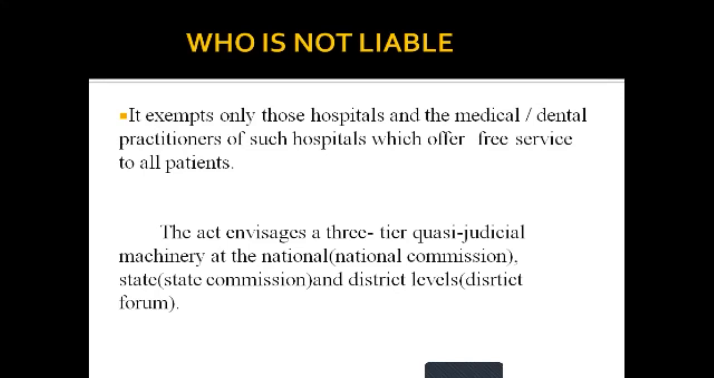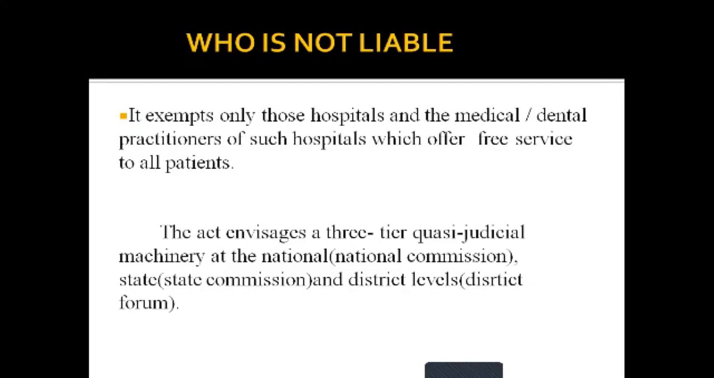Now, have a look at the structure of these consumer forums. This act envisages a three-tier quasi-judicial machinery. It's a three-tier system. The first, at the bottom, is your district forum, then comes your state commission, and then your national commission. And the final appeal goes to the Supreme Court.